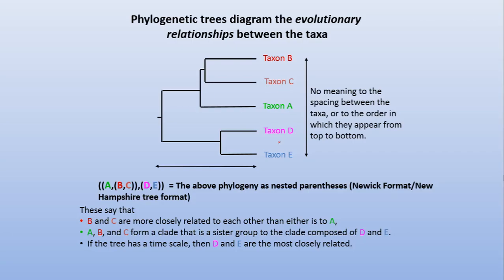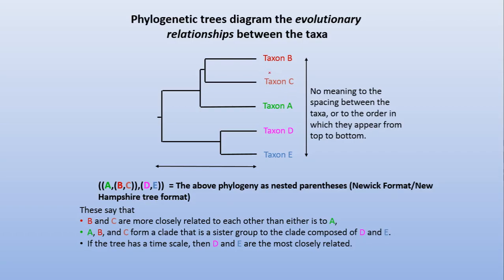Okay, it doesn't really matter in what order they appear in your phylogenetic tree from top to bottom. Okay, sometimes people might misinterpret your results. So there is no meaning if these two taxa are placed next to each other. I mean, what is the distance between these two taxa? What is the space between these two taxa? That would not really matter.